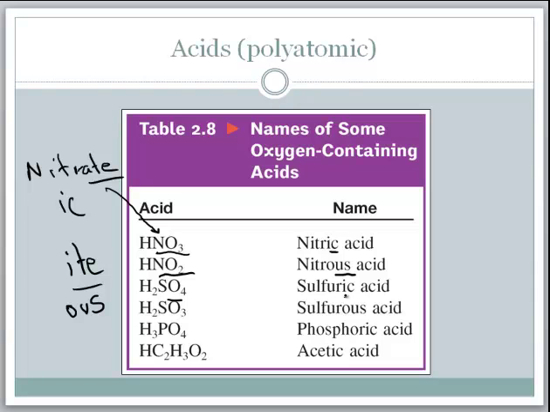Sulfate makes sulfuric acid. Sulfite makes sulfurous acid. Phosphate makes phosphoric acid, and acetate makes acetic acid.